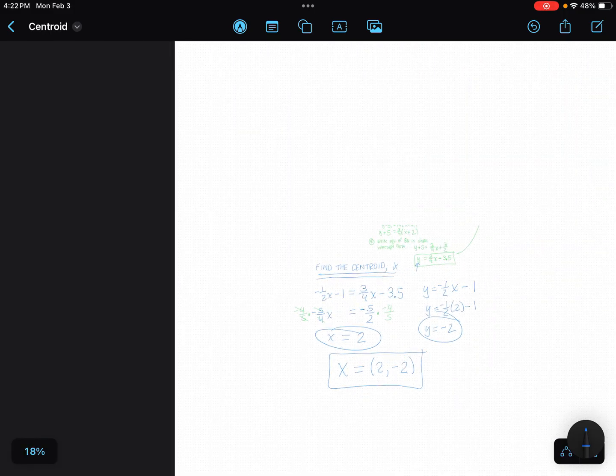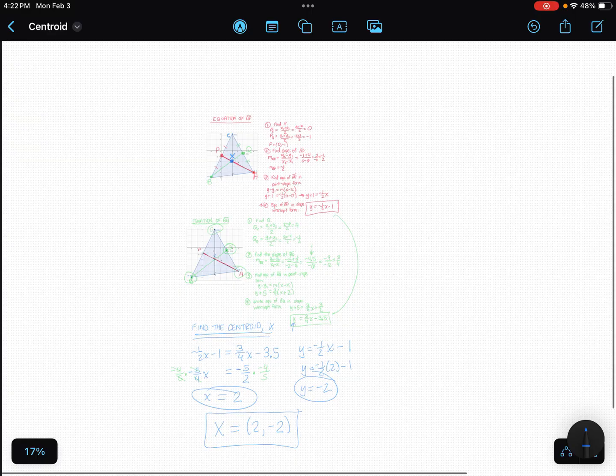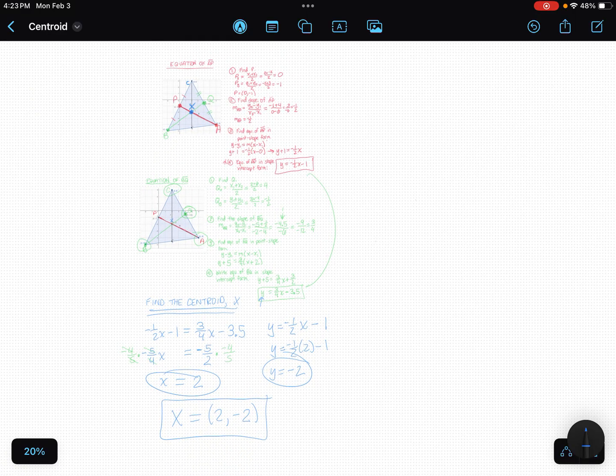I'm going to zoom out and kind of just have all the work pretty small, but hopefully if you screenshot that and zoom in on your computers or phones, you'll be able to see all the work in one shot.